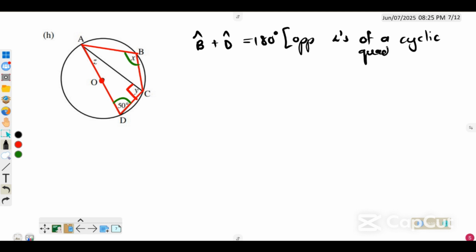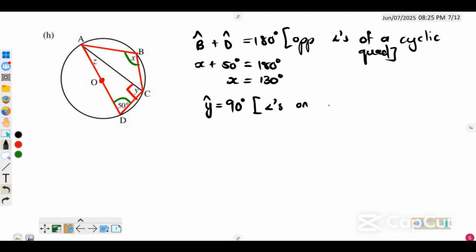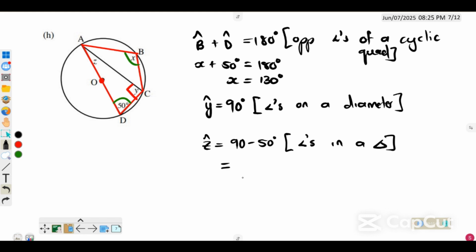And then from here, opposite angles of a cyclic quad, B is x, D which is 50 degrees should give us 180 degrees, which means x should be 130 degrees like that. Okay, then we should find y, angle y, which is none other than 90 degrees. Why is that? These are angles in a semicircle or angles on a diameter. And then we have the last one, angle z, which is equal to 90 degrees minus 50 degrees, because we have a right angle triangle there, and these are angles in a triangle. So we are done. 90 minus 50, which is 40 degrees right there.